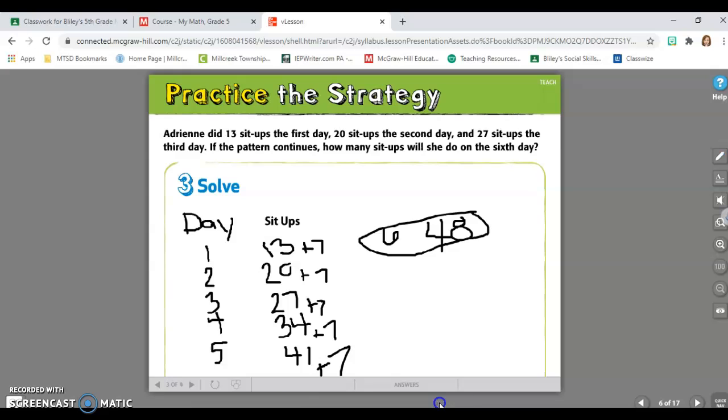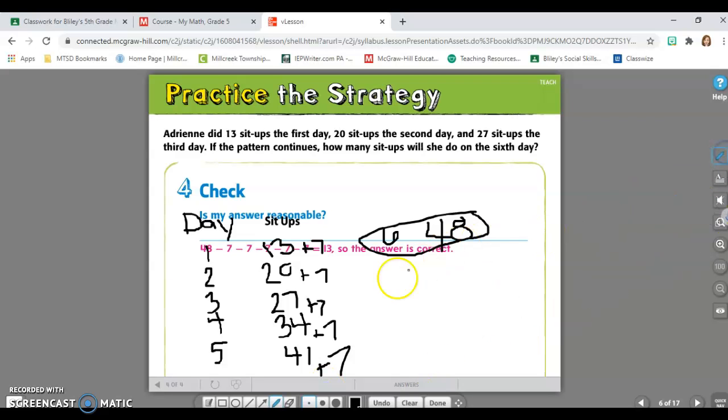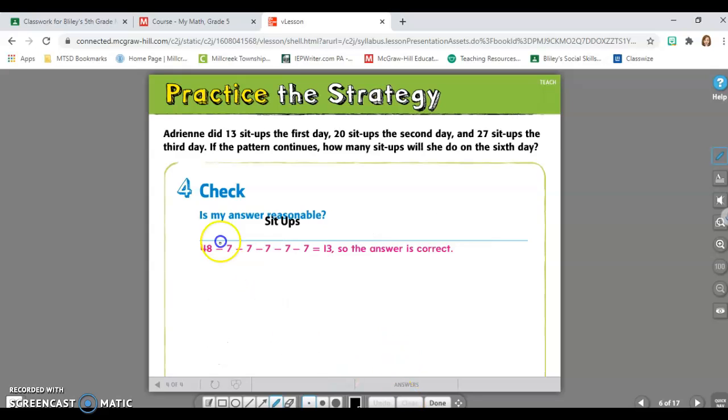So how can we check our answer? Well, remember, if we do addition, what is the opposite of addition? Subtraction. So if we subtract 48 minus 7, minus 7, minus 7, minus 7, minus 7, and get 13, we know that's the number we started out with, and our answer is in fact correct.